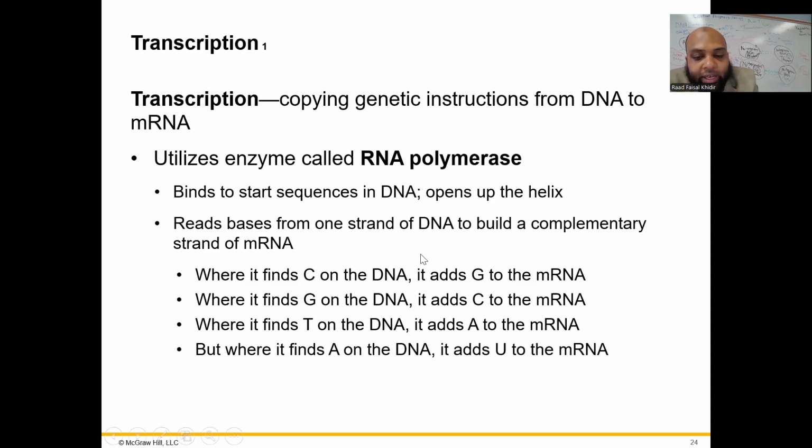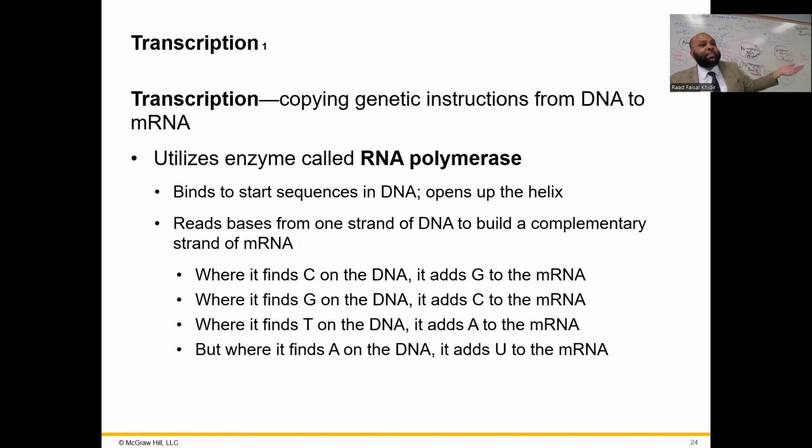Where it finds C on the DNA, it adds G to the mRNA. Where it finds G on the DNA, it adds C to the mRNA. Where it finds T on the DNA, it adds A to the mRNA. But where it finds A on the DNA, it adds U to the mRNA. That is very, very important. So in transcription, RNA polymerase copies whatever it reads on the DNA. When it reads a C, it makes the complementary G. If it sees a G, it will make a C. And if it sees a T, it will make an A.